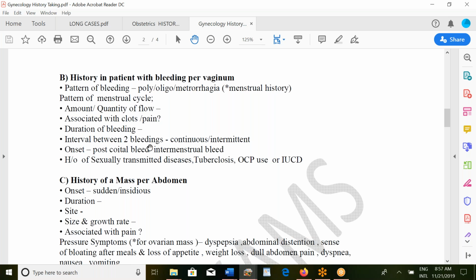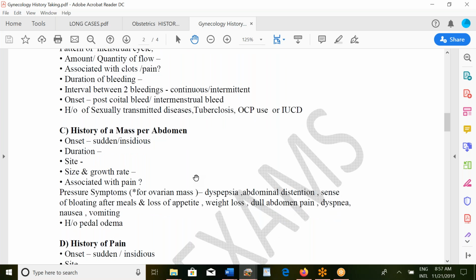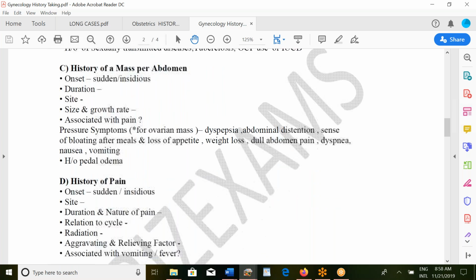bleedings, continuous or intermittent, onset, postcoital bleed, intermenstrual bleeds, history of STIs, TB, any other disorders, COCPs or IUCD. If the patient has a mass in the abdomen, onset, when she felt it, was it sudden in onset or insidious, duration, size, growth rate, associated with pain, pressure symptoms, like you can have an ovarian mass, ascites, any problem in the stomach, abdominal pain, distension, sense of bloating after meals and loss of appetite, weight loss, dull abdominal pain, dyspnea, nausea, vomiting, or history of pedal edema.